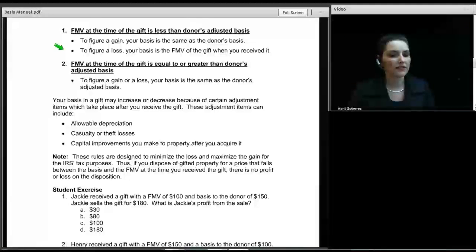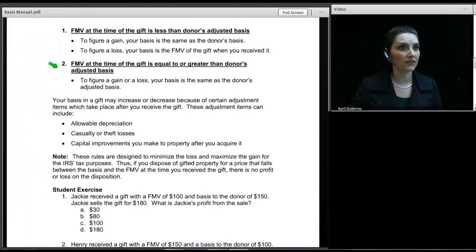And to figure a loss, your basis is the fair market value of the gift when you received it. The second option is that the fair market value at the time of the gift is equal to or greater than the donor's adjusted basis. So the donor acquired something, has a cost in it, and at the time they give it to you, it's risen in value.